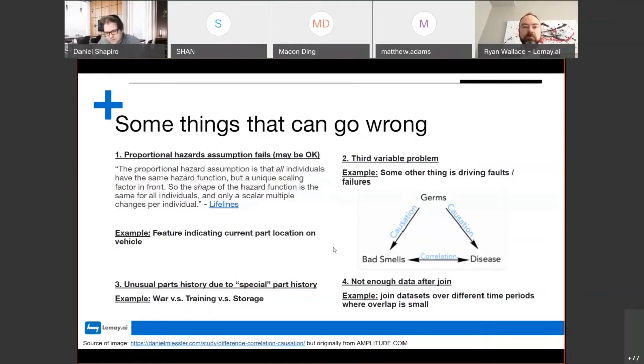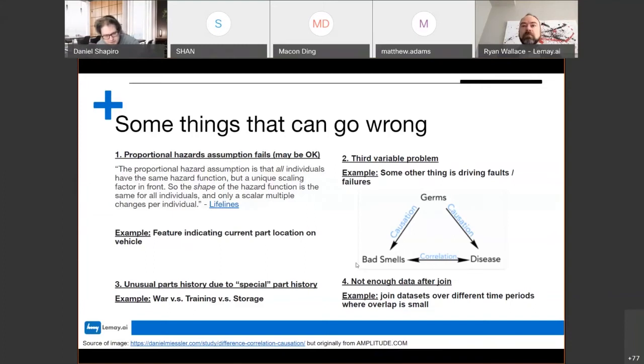You also have this problem of a third variable problem where you see lots of good correlations, make a model that in theory works, but at deployment you go like, oh, this doesn't work because some third external thing was causing both my signal and my failure. So the example here is, germs cause bad smells and disease. If you use bad smell as a predictor of disease, you're not actually doing a causal model, you're doing an incorrect causation.